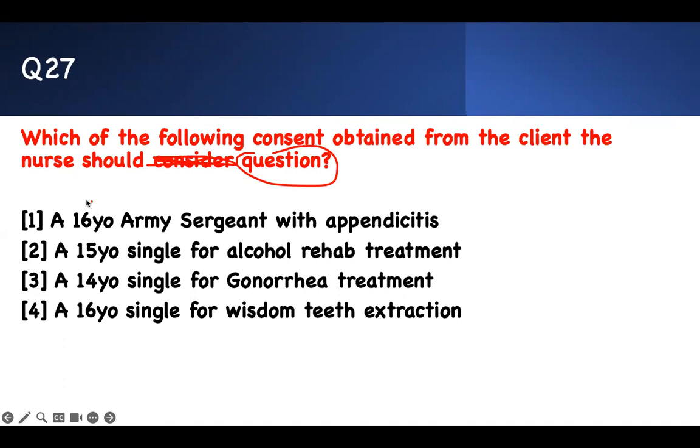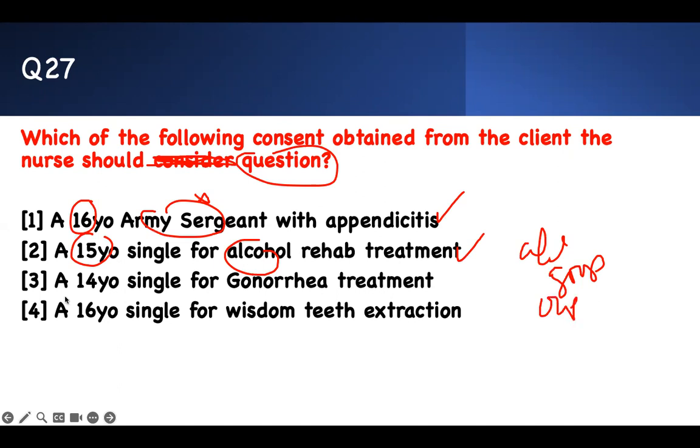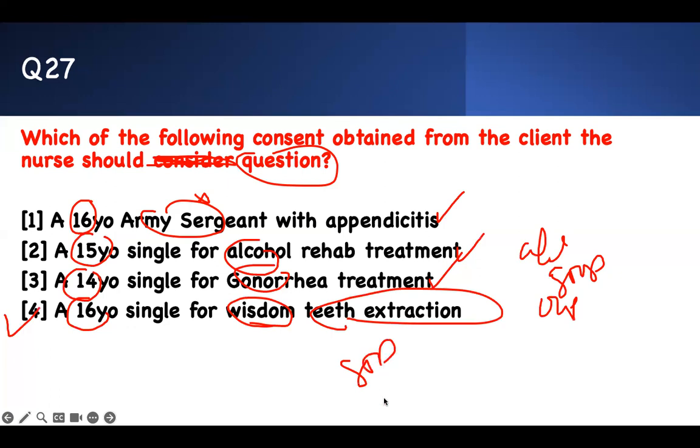That's all. A 16-year-old army sergeant: if you can go and die, you can consent for your appendicitis. A 15-year-old in alcohol rehabilitation: they allow drug abuse treatment, STDs, or oral contraception without consent. A 14-year-old with an STD, you can do whatever you want. A 16-year-old, you can't consent. This is a routine problem, so your mother has to be there. But STD treatment, rehabilitation for drugs, you don't need consent, even if you are a minor.